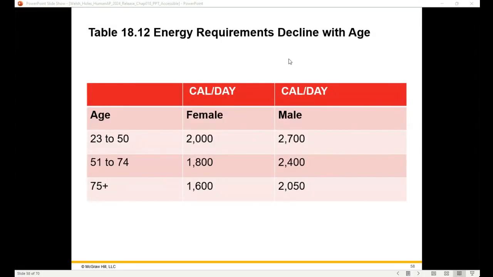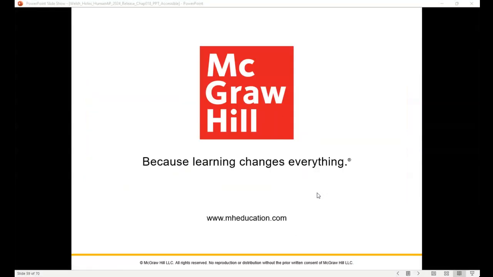Energy requirements do decline with age, and you can see the difference here as we go from 23 to 75 plus for females and males. As you see, males do require more calories per day, but that decreases with time as well. And that's the end of the chapter dealing with metabolism and nutrition.